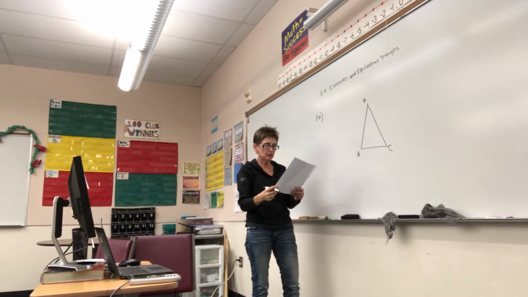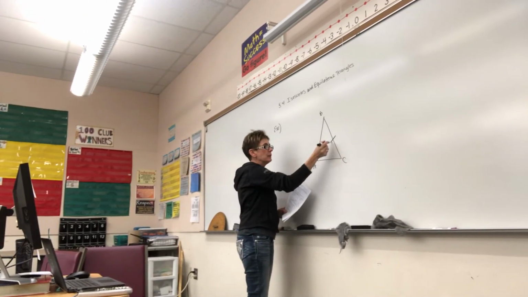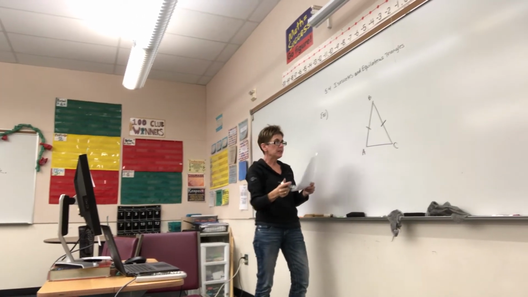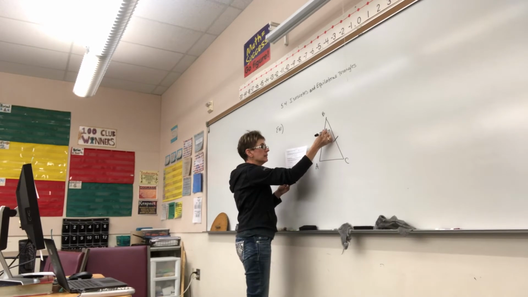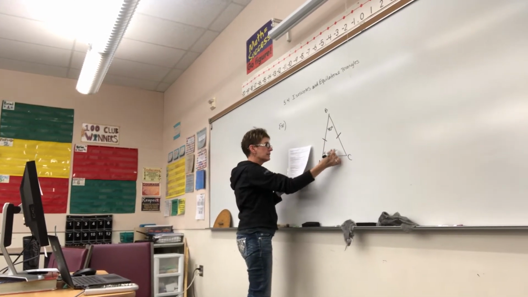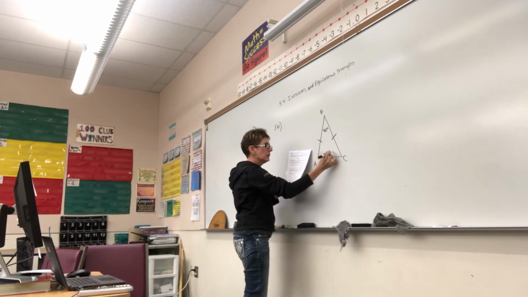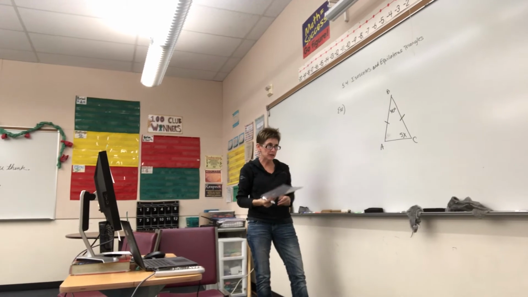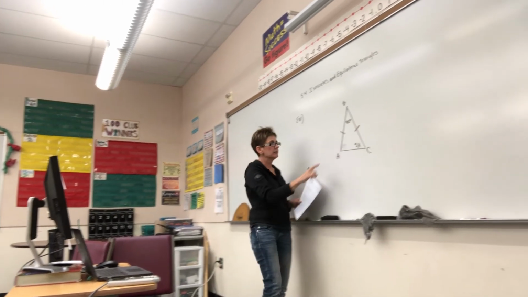With BC congruent to BA, so we can mark this side and that side. If the measure of angle B is 40 degrees, and the measure of angle C is 5x, then find the value of x and the measure of angle A and C.